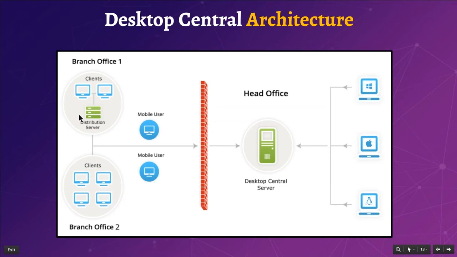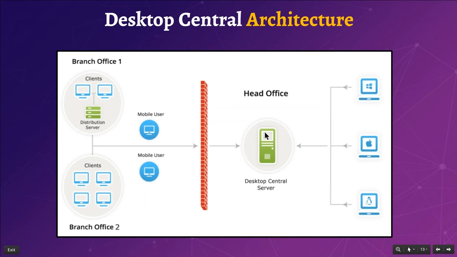But if you use a distribution server, alone will reach out to the main server, download the patches or software packages, and then the agents will download the patches or software packages from this distribution server. So this feature helps you in managing the bandwidth efficiently in your network. Even roaming users can be managed using Desktop Central.